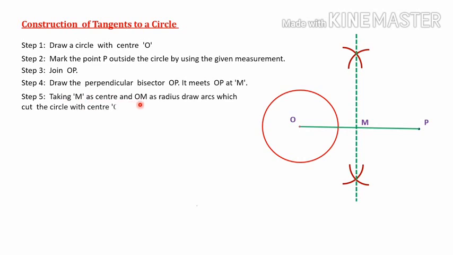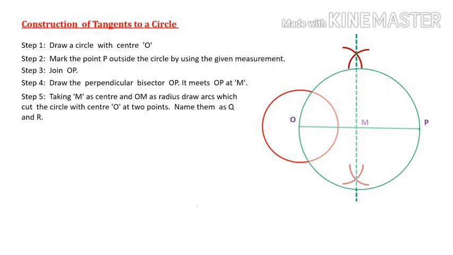Taking M as center and OM as a radius, draw arcs which cut the circle with center O at 2 points. Name them as Q and R. Quite simple. Take the length of OM and keep your compass at M. Means M as center and OM as radius, draw a circle. And the new circle will meet the previous circle at 2 points. And those points you have to mark as Q and R. So it comes like this. And just mark Q and R.